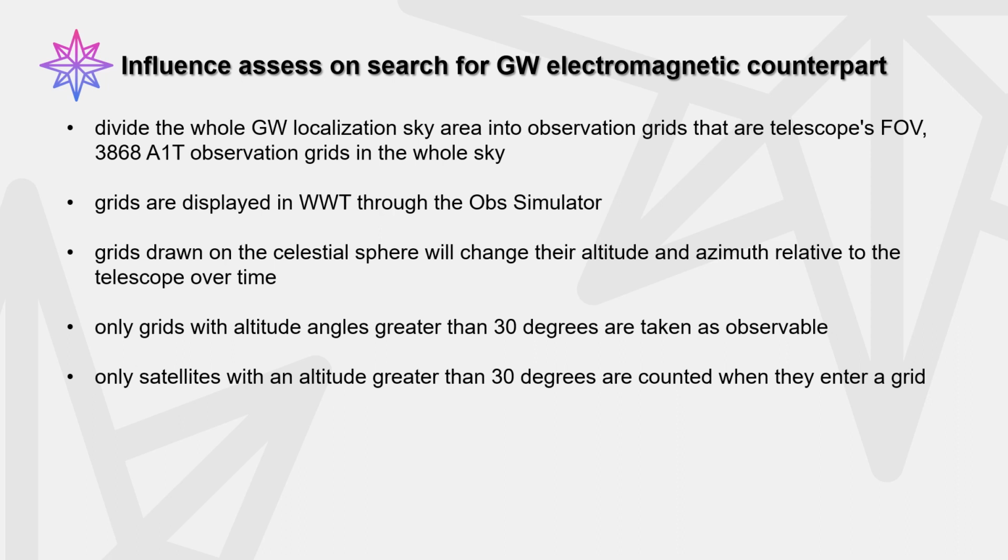The grids drawn on the celestial sphere will change their altitude and azimuth relative to the telescope over time. Only the grids with altitude angles greater than 30 degrees are taken as observable, and only the satellites in that area are counted when they enter a grid.